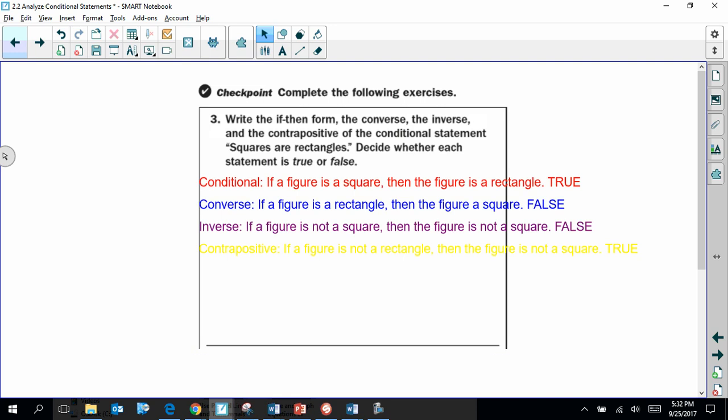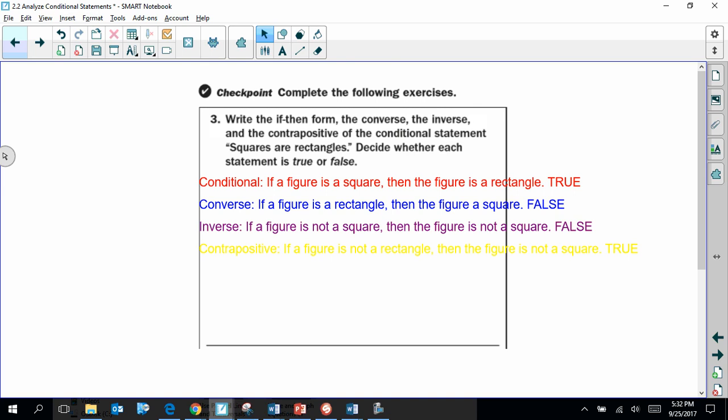That's my conditional statement. Well, my conditional statement is true. If a figure is a square, then the figure is a rectangle. That's true, because every square is also a rectangle. So the converse is when we flip the order of those. So I get if a figure is a rectangle, then the figure is a square, which is false, because not every rectangle is a square.